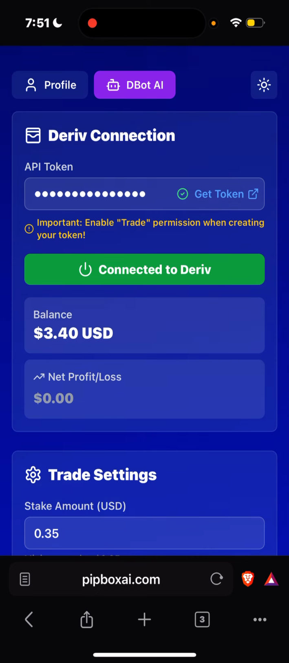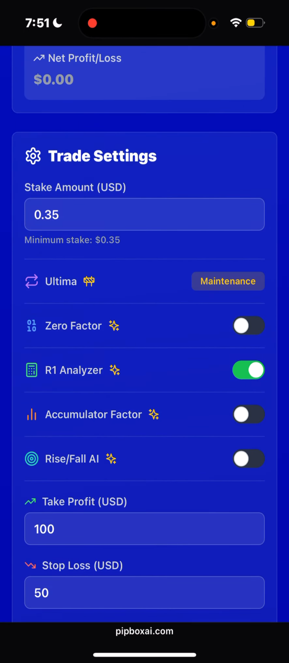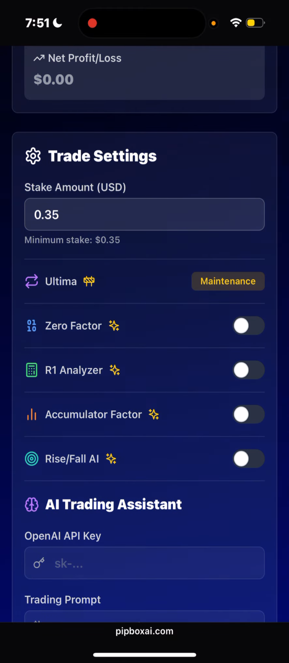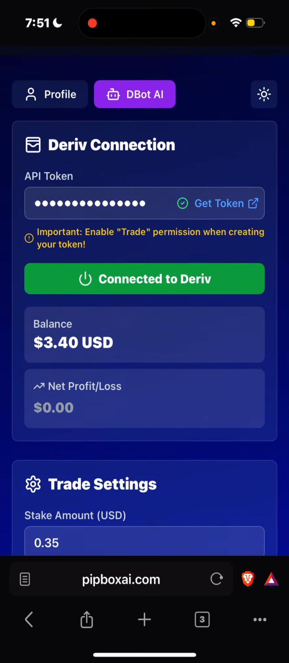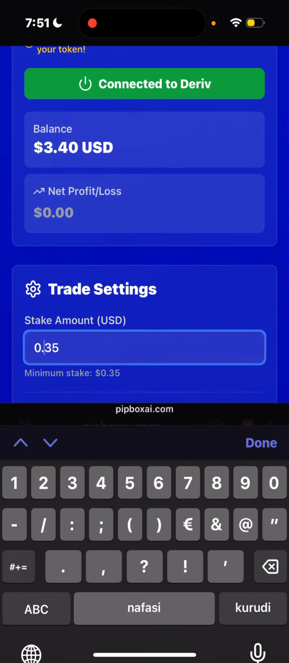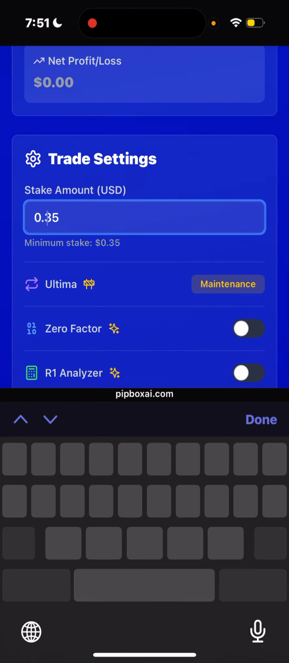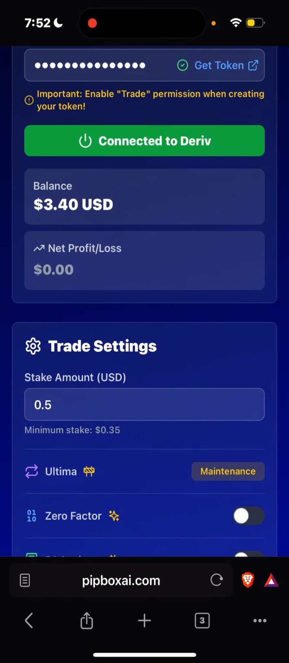Now let's get started. I'll start by manual trading, so I'll disable this R1 analyzer, and because we're going to be using the reverse martingale strategy, we'll start with 0.5. Now we are trading on the Volatility 10 index.